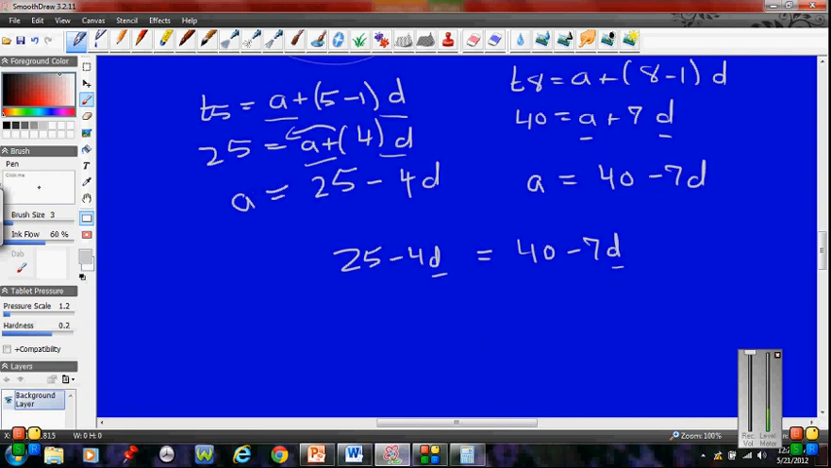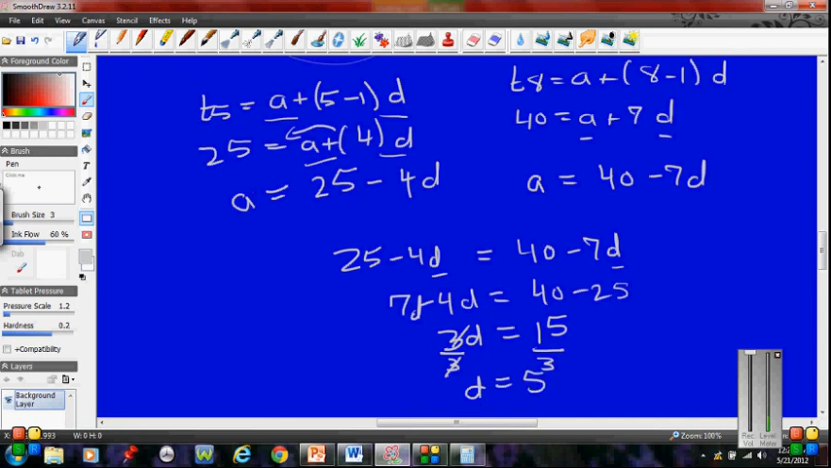Now we will take 7d over to this side, so we'll get 7d minus 4d. We'll take 25 over to that side, we'll get 40 minus 25. Oh sorry, I forgot to write 7d. 7d minus 4d is equal to 40 minus 25. What does that give us? It gives us 3d is equal to 40 minus 25, which is 15. Now we divide by 3 on both sides, and we get d is equal to 5.